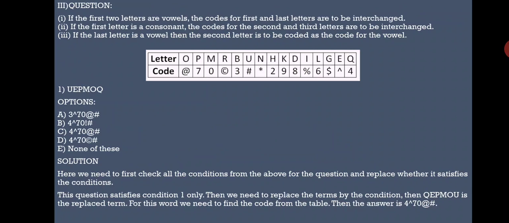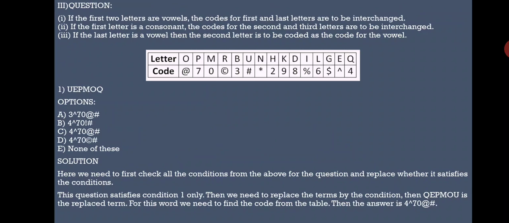So here a letter is given and a code is given for the letter. This is a new type of question. If the first 2 letters are vowels, the codes for the first and last letters are to be interchanged. If the first letter is a consonant, the codes for the second and third letters are to be interchanged. If the last letter is a vowel, then the second letter is to be coded as the code for the vowel. It is given in tabulation format, right? Letter is given in the first row and code is given in the second row. So the first question is U, E, P, M, O, Q.